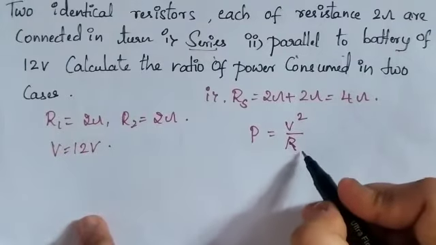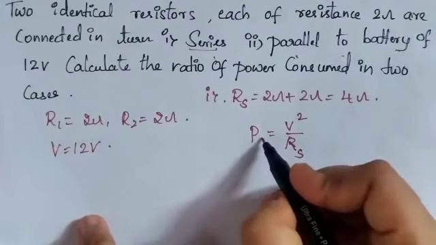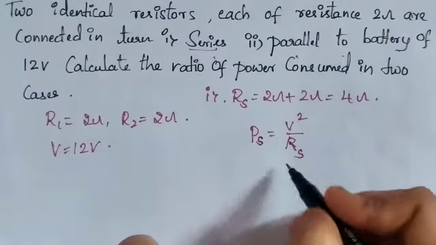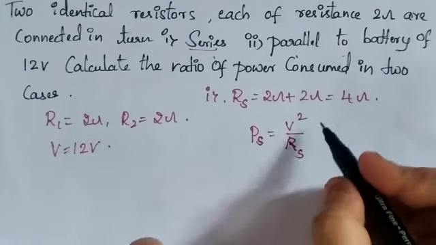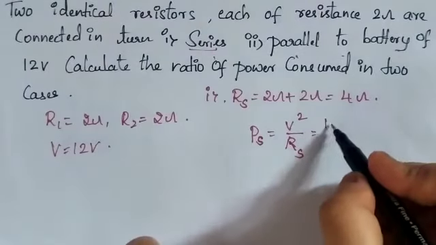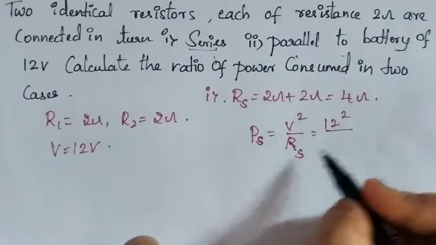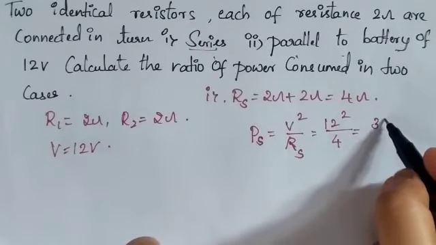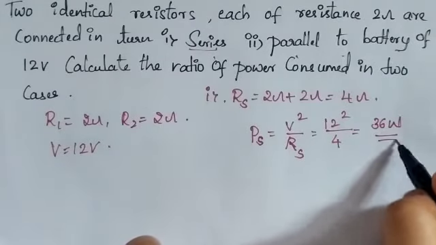V square by R, or I'll write V square by RS. So here I'll write PS because the resistors are connected in series. In that case you are going to find the power here. V square means 12 square divided by RS, which is 4. So 12 square divided by 4 means you will get 36 watt here.